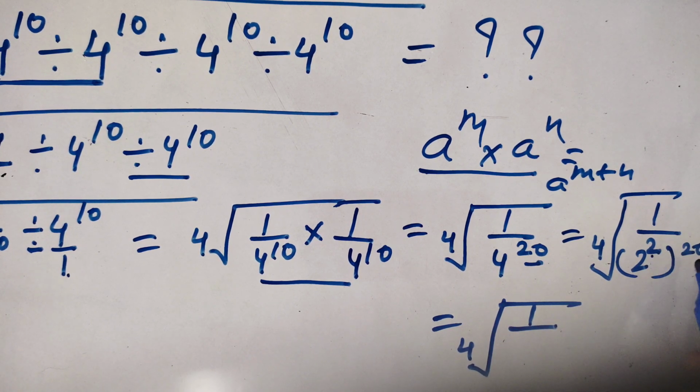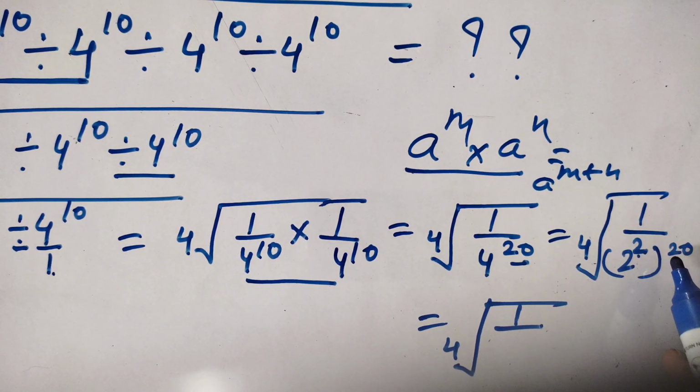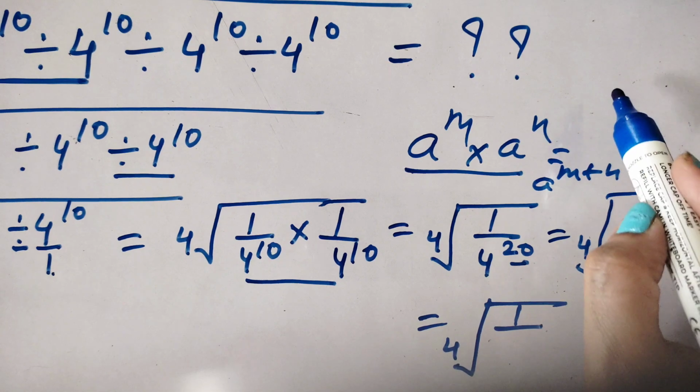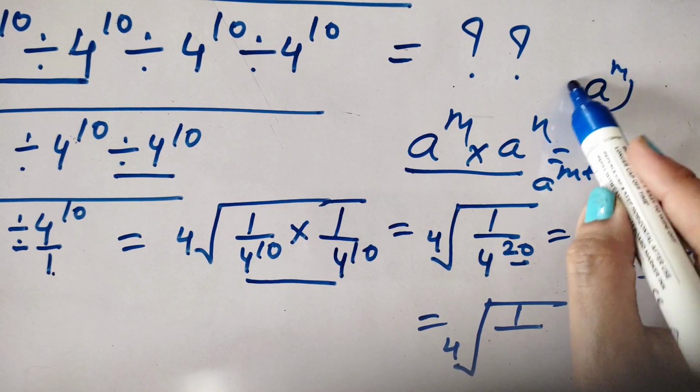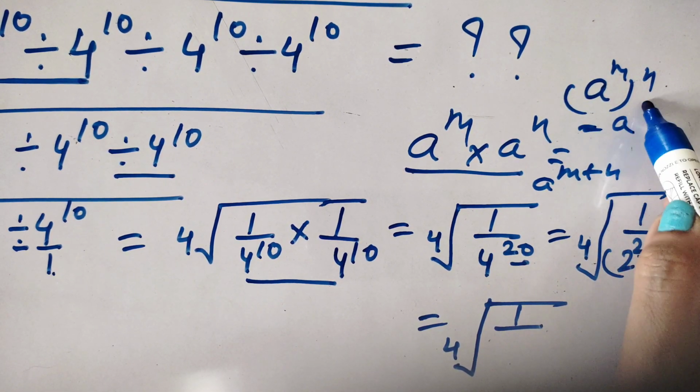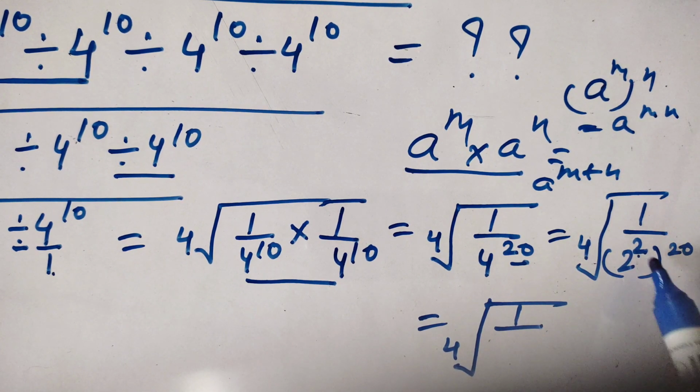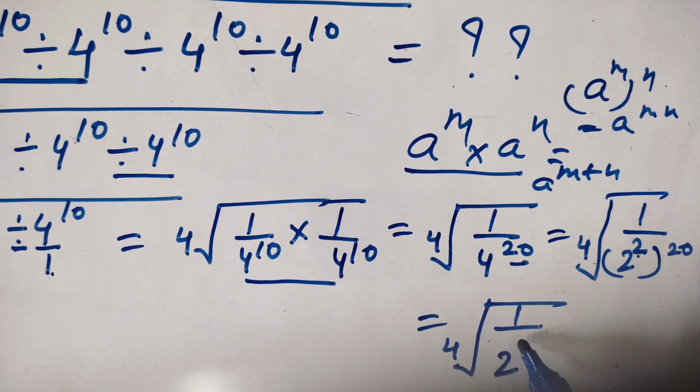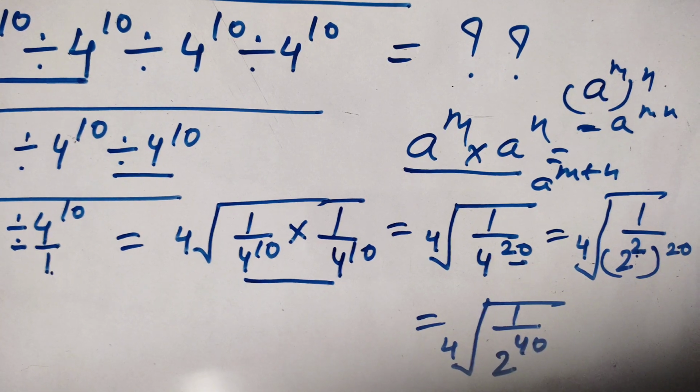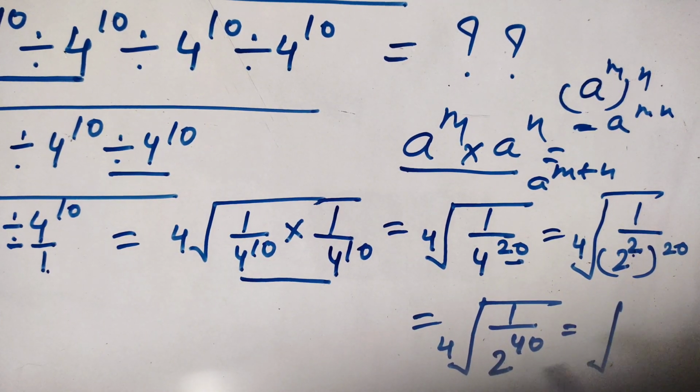Now after that, this 2 multiplied by 20. Again use the exponent law. Which law? We are using here a power m whole power n is equal to a power mn. So 2 into 20, we will multiply both the powers, power to power. So it will be 2 power 40. Okay, now see how to cancel out this 4th root.